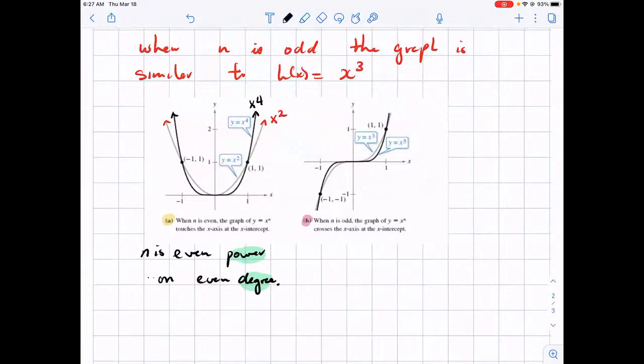And then on here, you will see that n is odd, odd power or odd degree. So anytime n is even, you will have a graph that looks like that shown in picture A. And anytime it is odd, you will have a graph that looks like that of picture B.